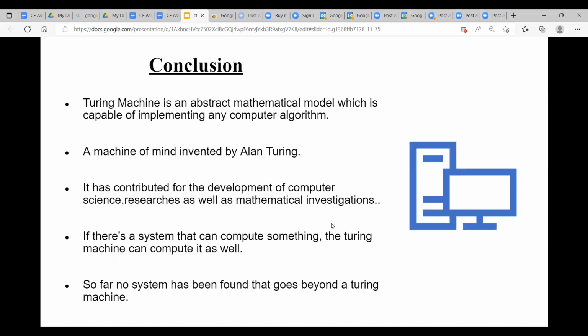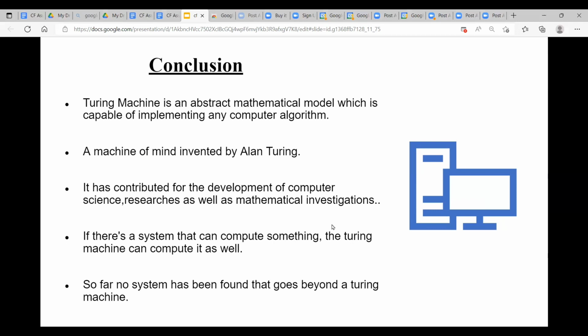The conclusion of our presentation. Turing machines are a theoretical model which can carry out any mathematical computation from simple to complex. We could even say that the computer was invented twice, once by Charles Babbage and once by Alan Turing. Charles Babbage's one is the practical computer that we use, but Alan Turing's one is the machine of the mind.